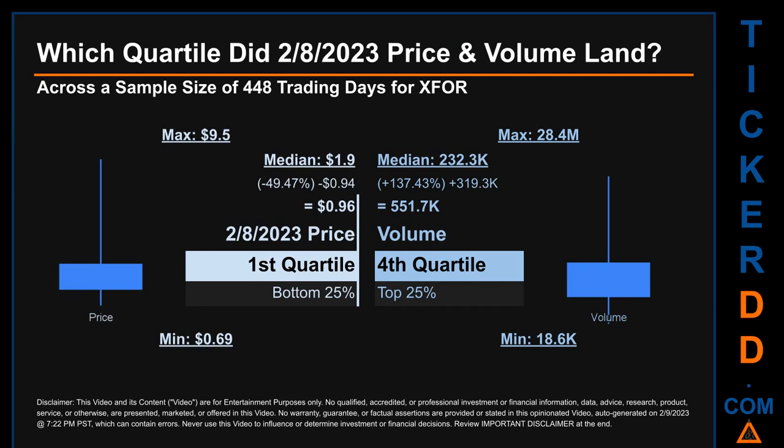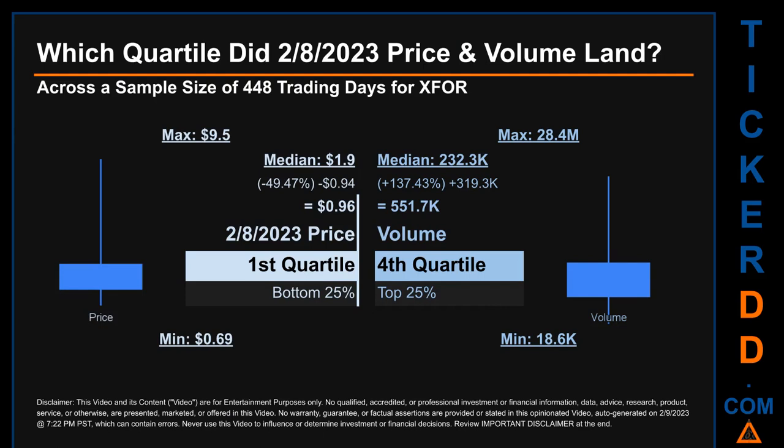Which quartile did the 8th of February 2023 price and volume land? Across a sample size of 448 trading days, the maximum end of day price for XFOR was $9.50, while the minimum was 69 cents. Within that price range, the 8th of February 2023 price, of 96 cents, landed within the first quartile, meaning it was within the bottom 25% of all sampled end of day prices. The day's volume landed within the fourth quartile, marking it within the top 25% of all sampled daily volume, which saw a max daily volume of 28.4 million and a minimum of 18.6 thousand.